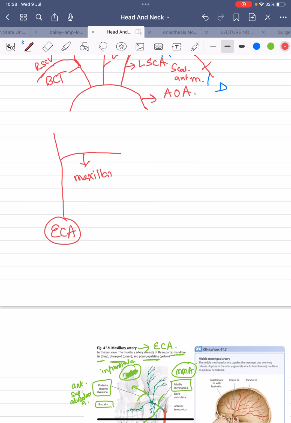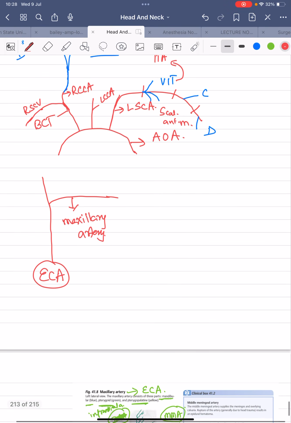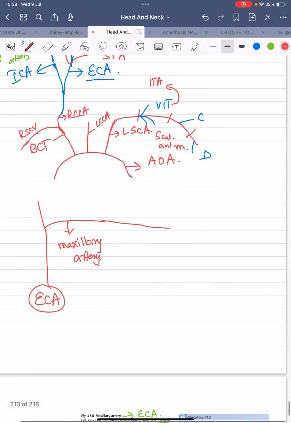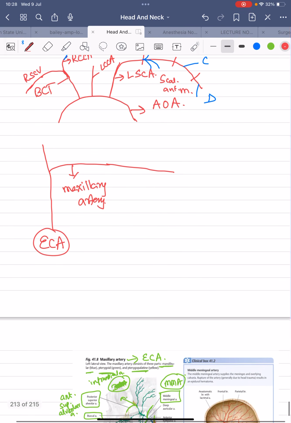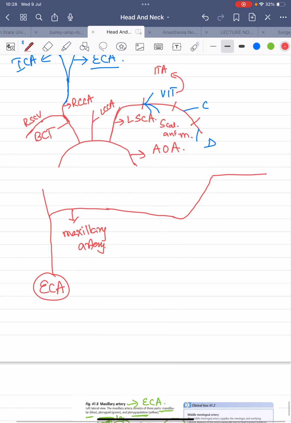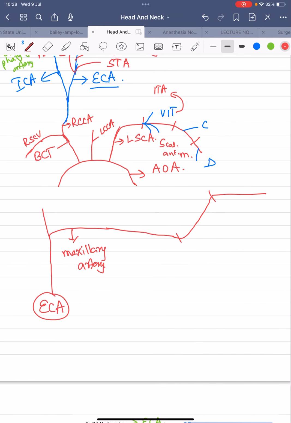Now this maxillary artery is dividing into three parts. First part, second part, and third part. So this is the first part, this is the second part, and this is the third part. From the first part, you have this artery coming out here, that is the middle meningeal artery. Please remember, this middle meningeal artery is passing into the skull through the foramen spinosum.